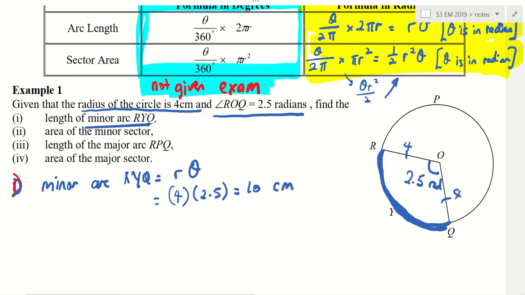There's no more theta over 360 anymore. This is used when the angle is in radian. If it's in degree, then you have to use the other one. But then you could ask a question, if it's in degree, can I purposely change to radian? Can, at your own risk. Because if you convert wrongly, then the answer is wrong. I'd rather use theta over 360 times 2 pi r, right?